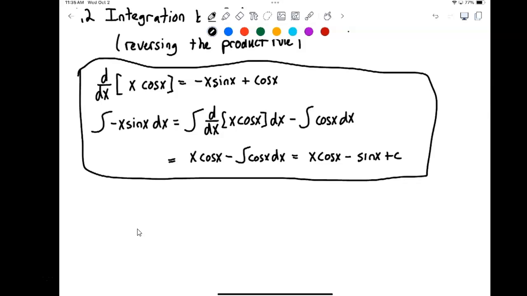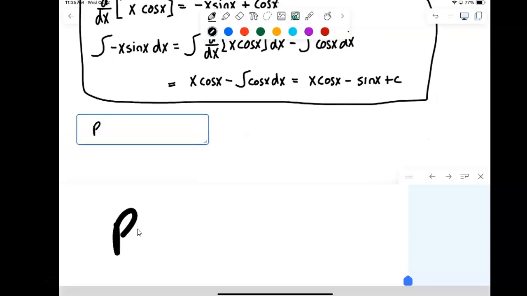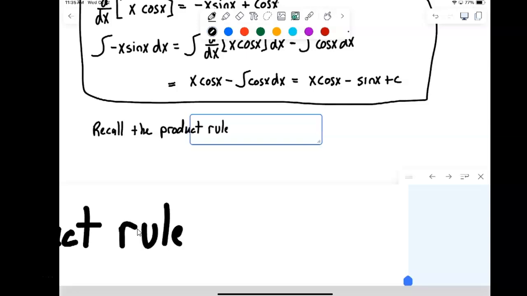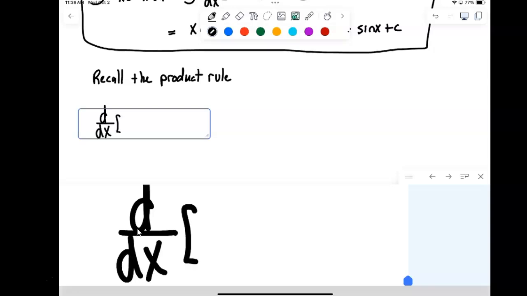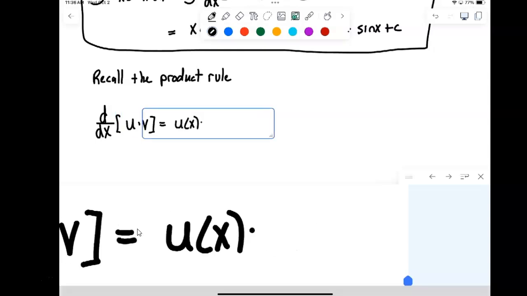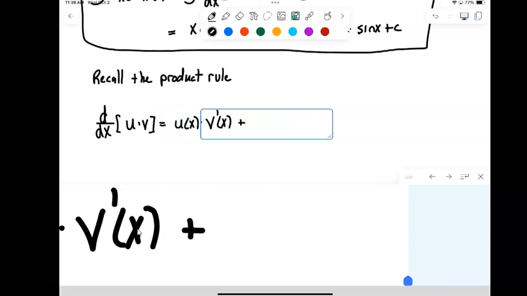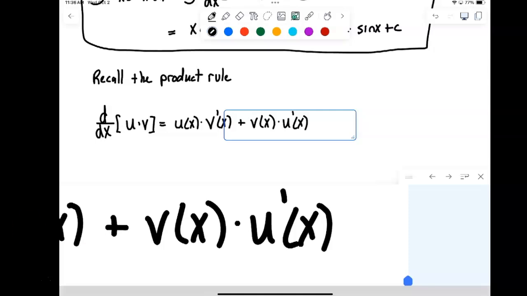Okay, so let's derive this integration by parts process now. So first thing we do is we recall the product rule. And what that says is if you had functions u and v, the derivative of u times v is u of x times v prime of x plus v of x times u prime of x. All right, that is our product rule.